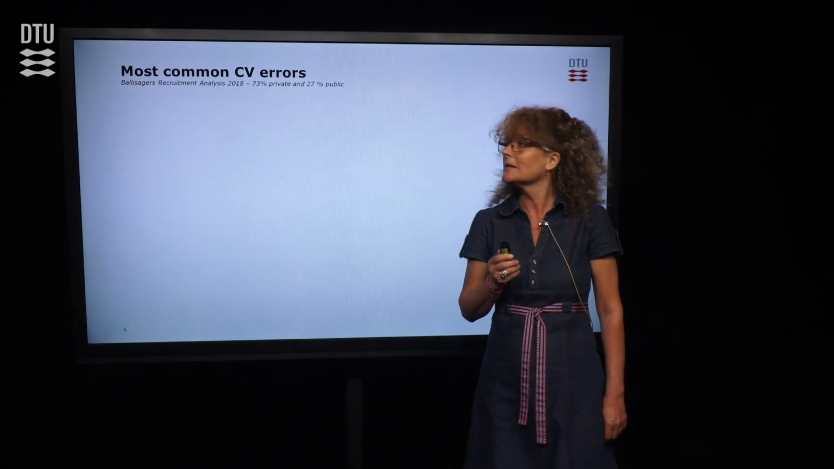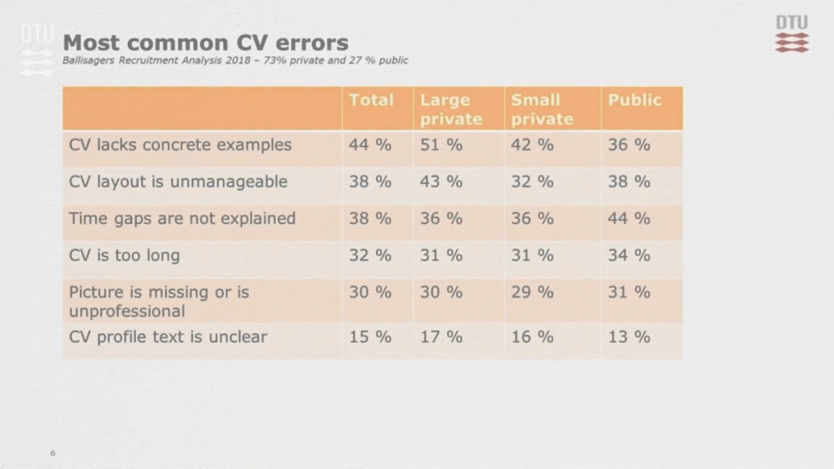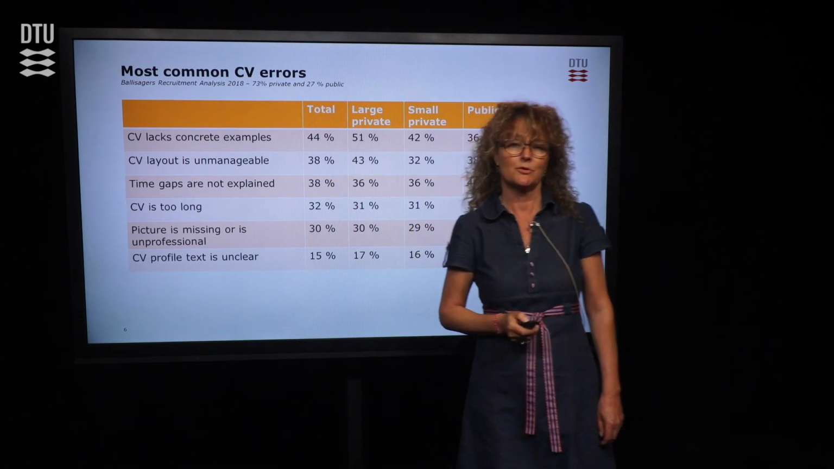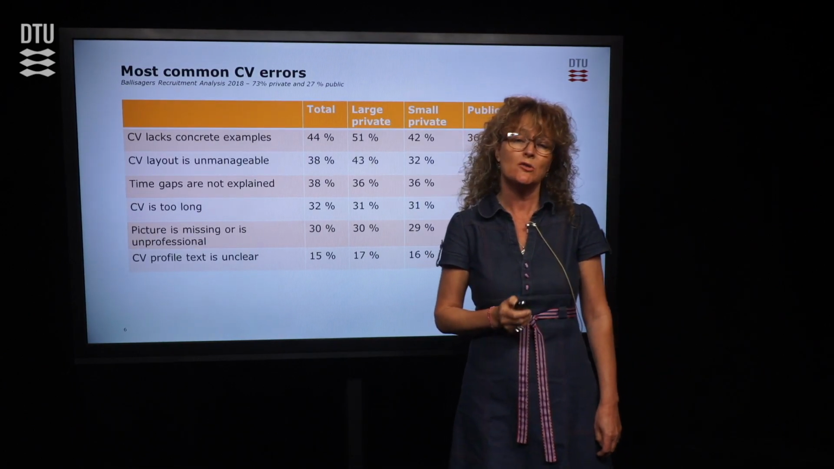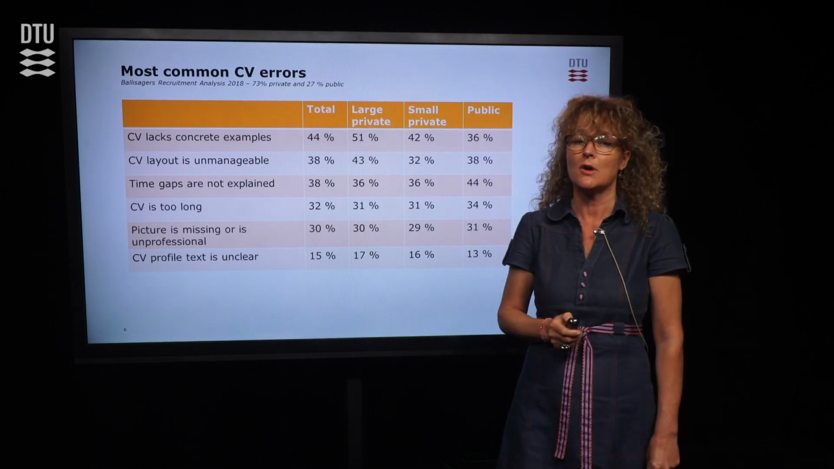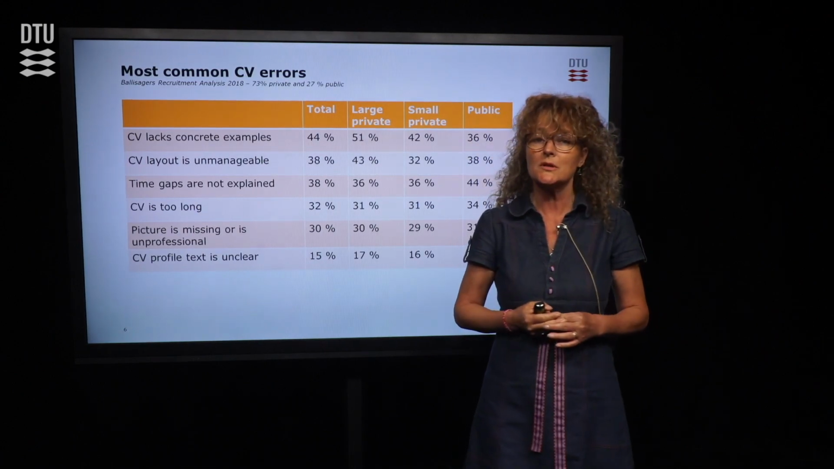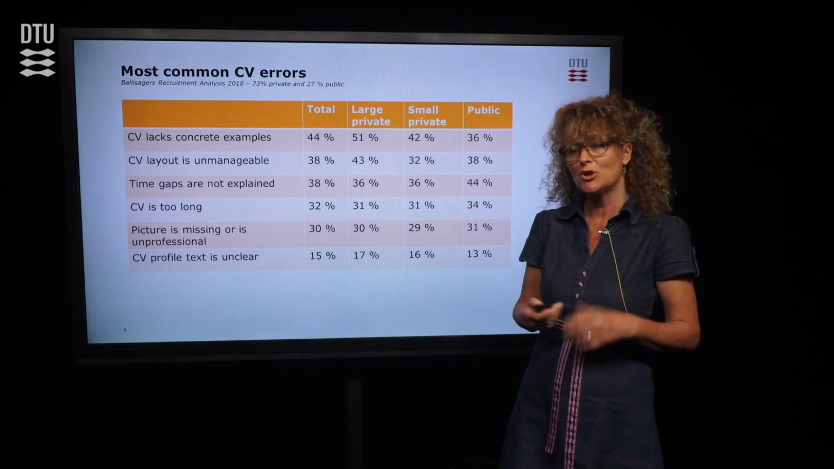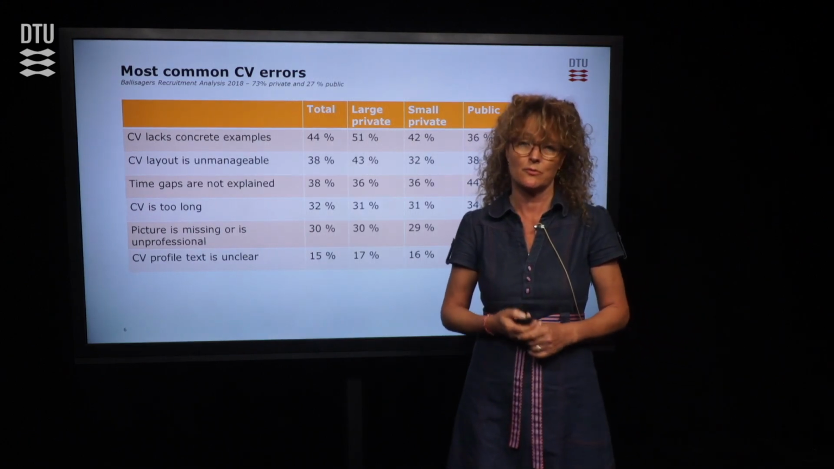I promised you in the beginning that I will introduce some of the most common CV errors regarding the companies. The 6 most common CV errors. First of all, the CV lacks concrete examples. So for this, make sure that you show where you actually gained the competences that they're asking for. You have gained a lot of experience and competences through projects and through courses, and maybe through your bachelor thesis if you're that far in your education now. So put in concrete examples, show where you actually gained the experience from.